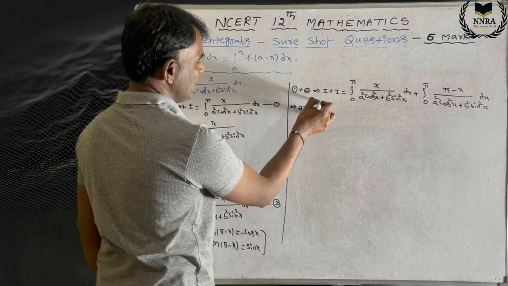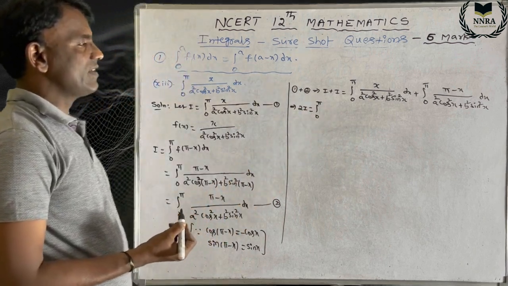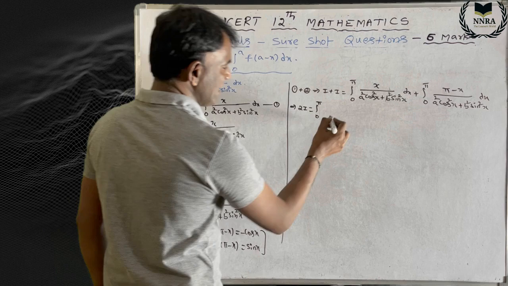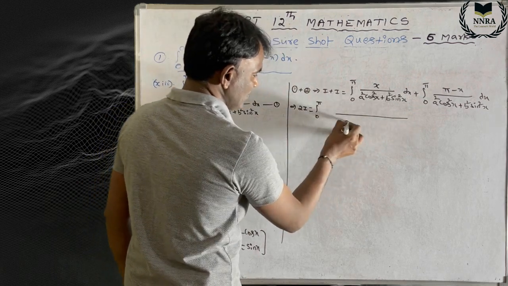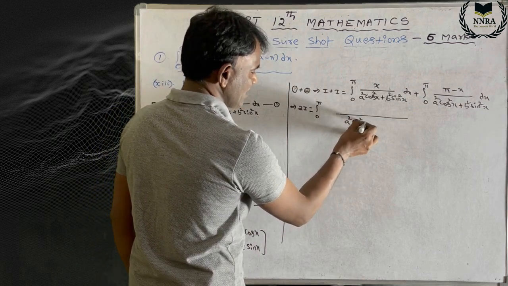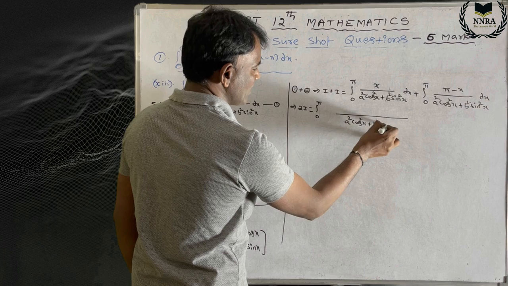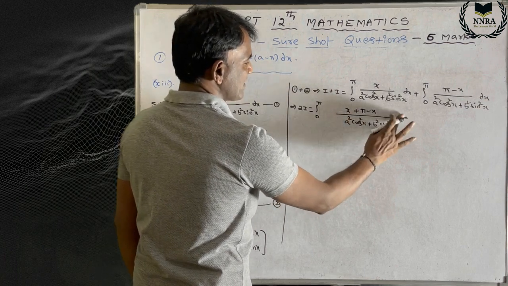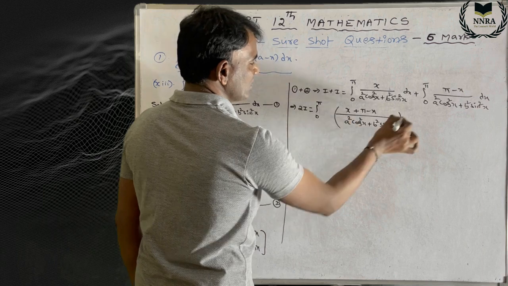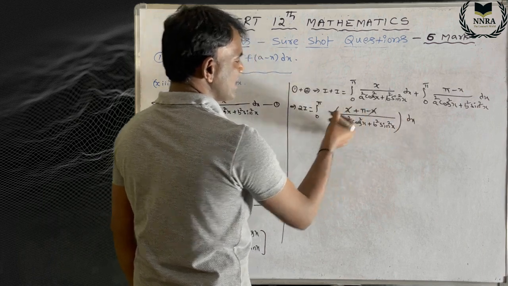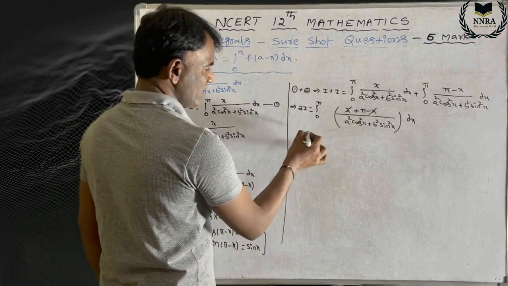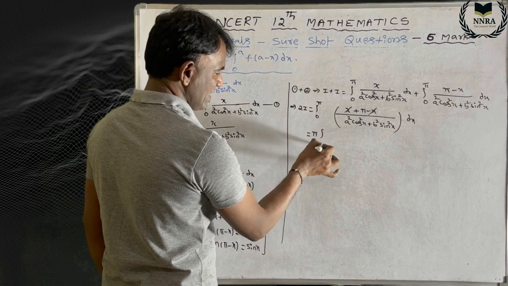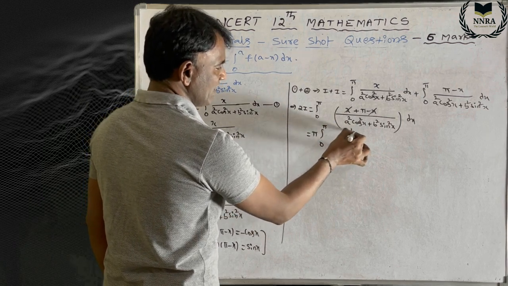So 0 to pi. Now see, both denominator values are the same, right? So like LCM, what is that LCM? a square cos square x plus b square sin square x, and it is x plus pi minus x, then dx, na. And now here minus x plus x cancelled. So pi is constant, just write outside. Then 0 to pi, dx of pi.